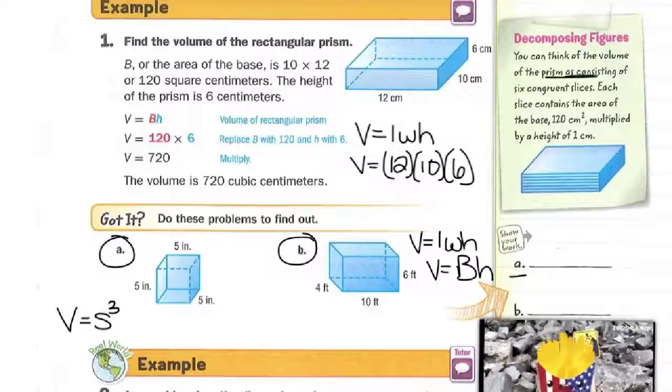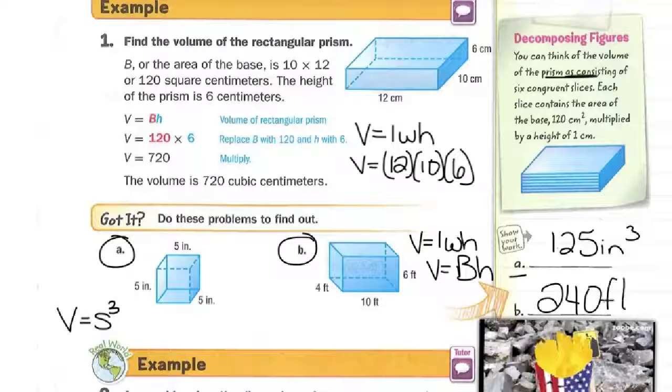Anyway, the answer for problem A is 125 inches cubed. And for B, the answer is 240 feet cubed. If you got either of these answers incorrect, please stop at this point and ask your teacher for a little more help.